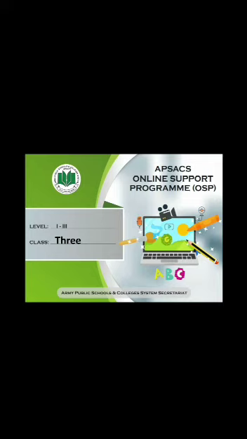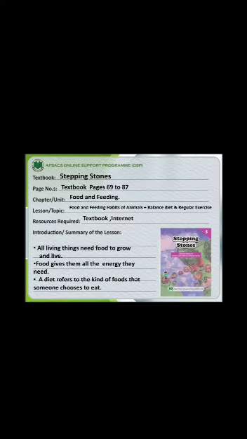This tutorial is for class 3 and the subject is Integrated Studies. The name of the textbook is Stepping Stones. Chapter name is Food and Feeding. Today we will discuss topics: food and feeding habits of animals and the importance of balanced diet and regular exercise. Resources required are textbook and internet.